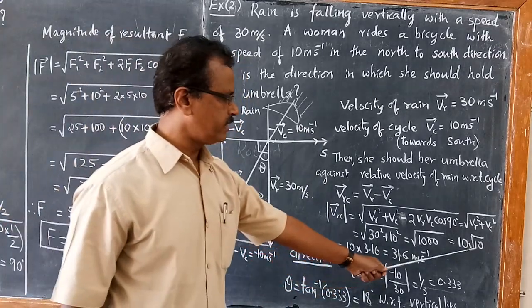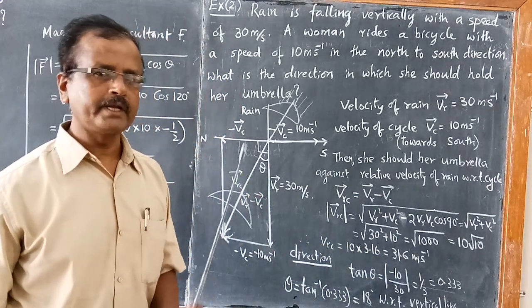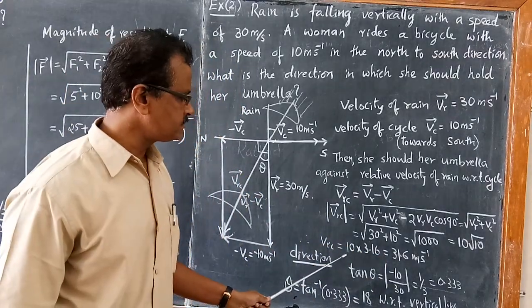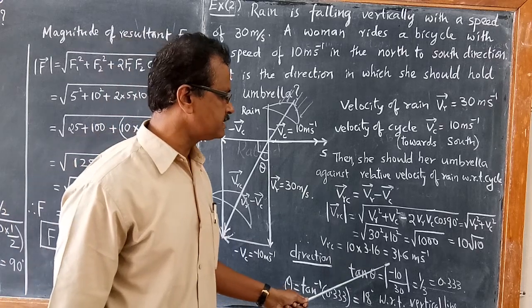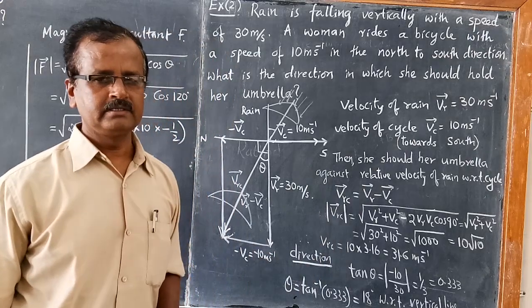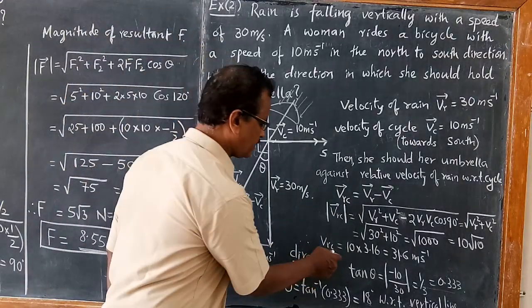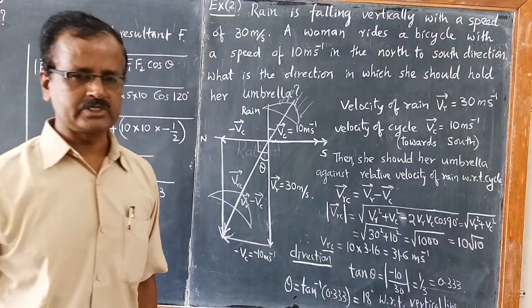If you substitute, the value of root 10 is found out to be 3.16. So it becomes 10 into 3.16, that is 31.6 meter per second. That is the meaning of relative velocity of rain with respect to cyclist.